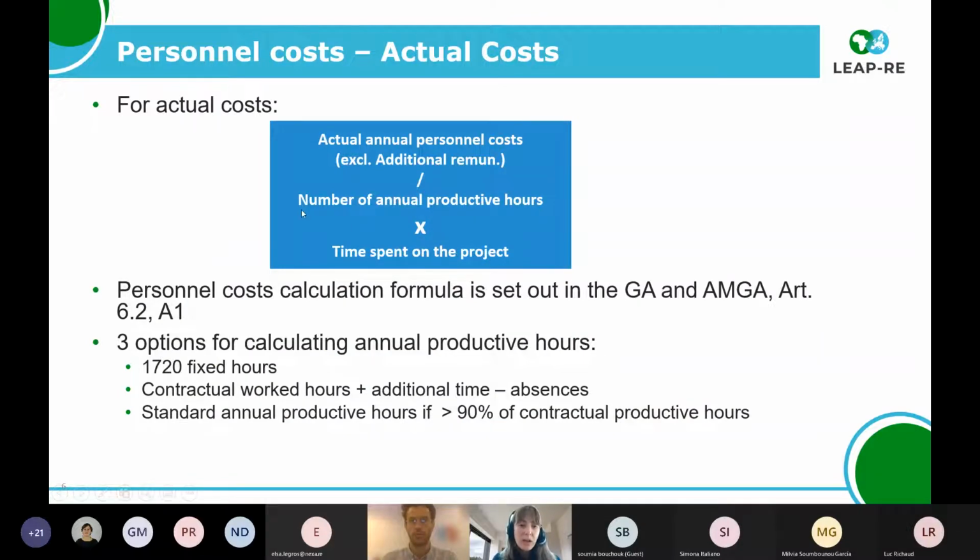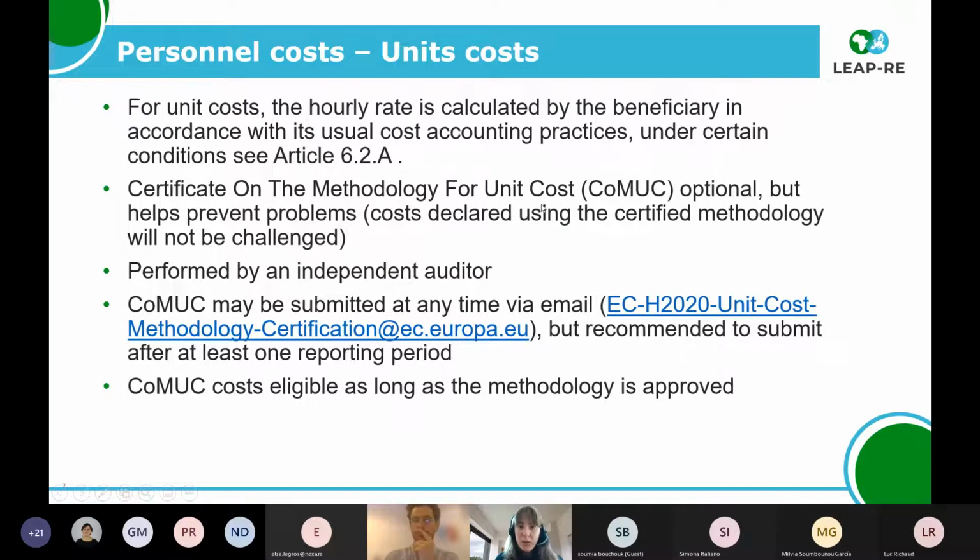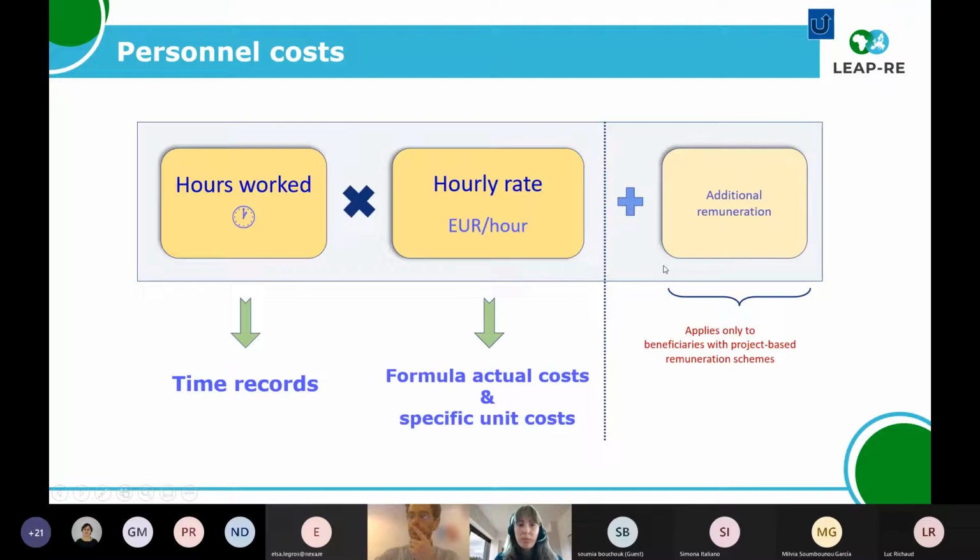Here is the calculation for actual cost. I'm not going to go into further detail about that. Everything is summarized here. And if you want to access more information, I invite you to consult the grant agreement or the annotated model grant agreement, and specifically section 6.2, article A1. Same for unit cost, I'm not going to go into further detail about that.